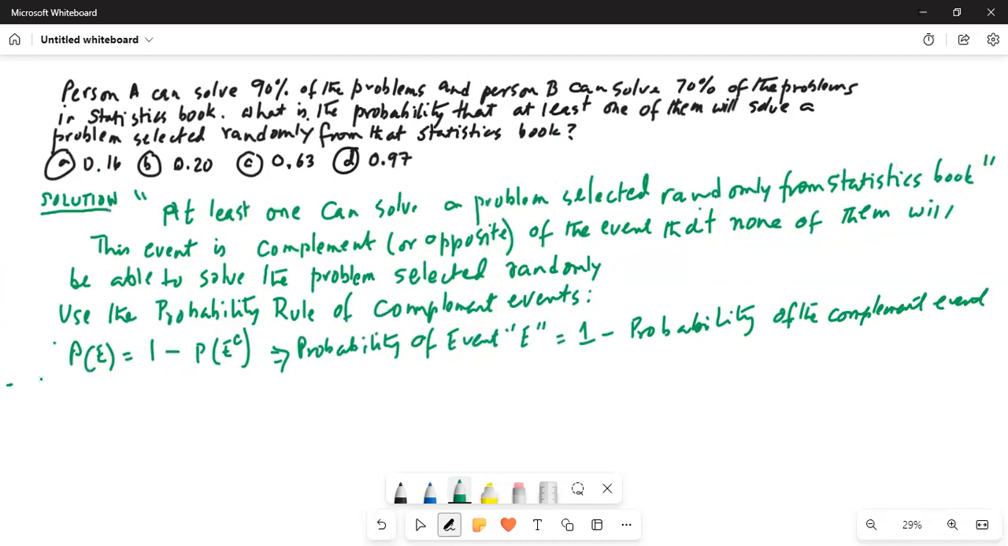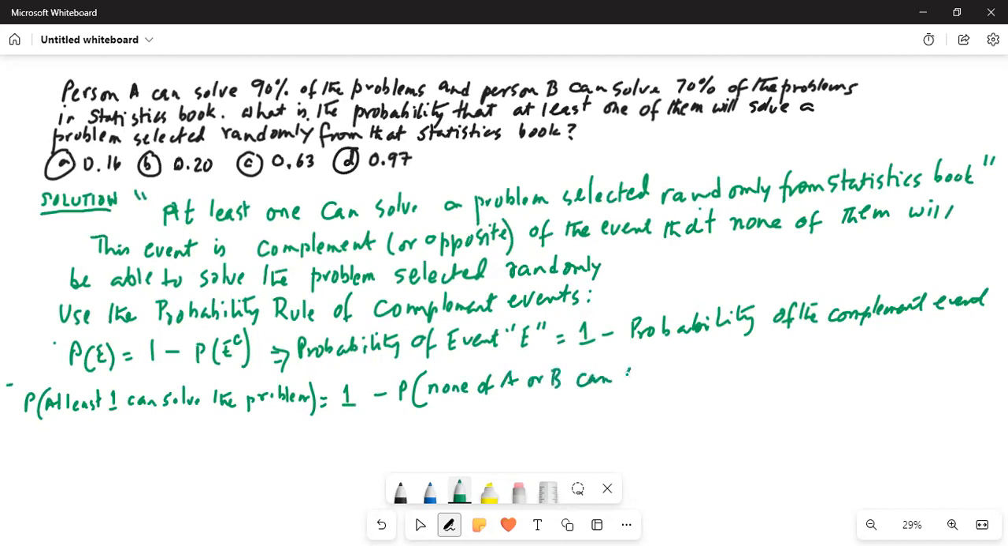So in our case, probability at least one can solve the problem is equal to 1 minus probability none of A or B can solve the problem, which is equal to 1 minus probability A cannot solve the problem and B cannot solve also.